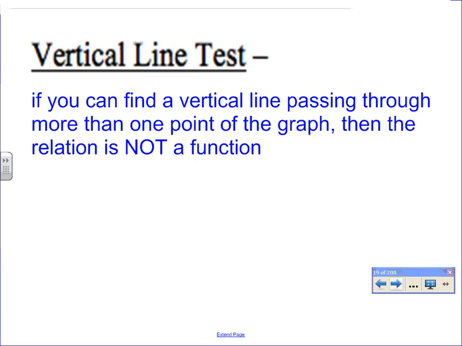It says here, I think I got this from your book: if you can find a vertical line passing through more than one point of the graph, then the relation is not a function. I kind of already showed you this because you were asking me questions related to this. It's just like that graph I showed you. If you draw a vertical line and more than one point goes through it, not a function.